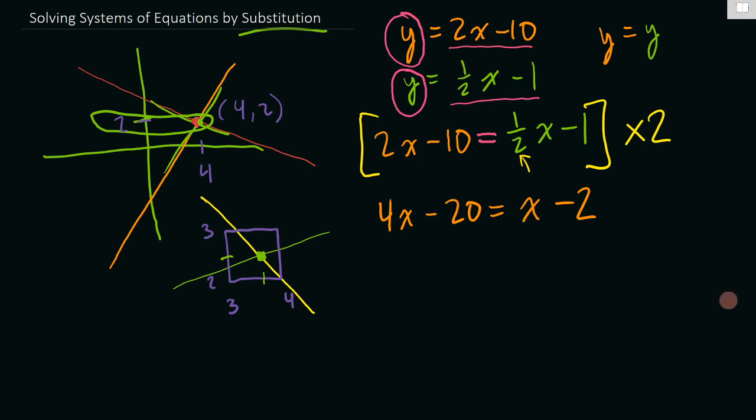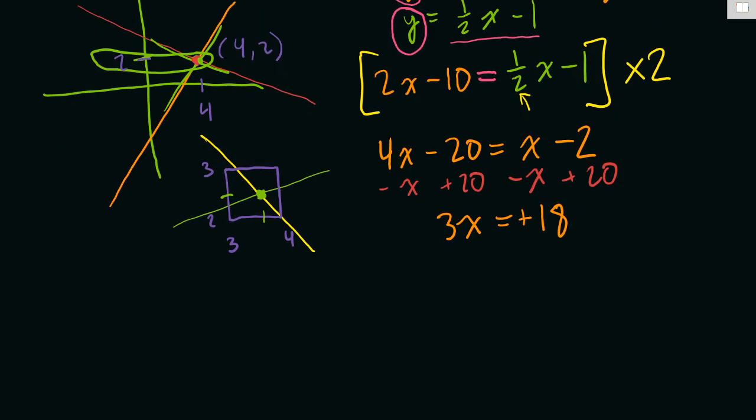So I'm going to bring this to the left-hand side because that'll make my x's positive. So we are going to minus x to both sides, and we will add 20 to both sides while we're at it. So on our left-hand side, we have 3 x's, and on our right-hand side, we have -2 plus 20, which is positive 18. And now we're going to divide by our coefficient. So divide top and bottom by 3, and we get x equals 6.